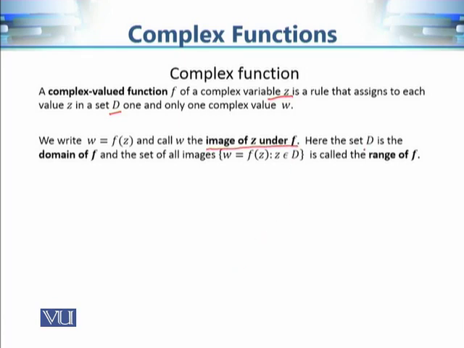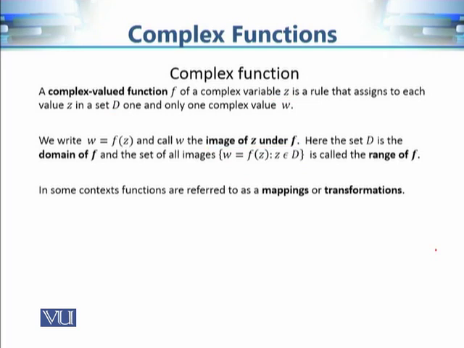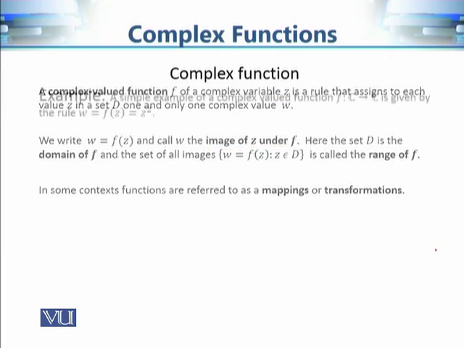Now this set D is the domain, and the set where we put all of our image values is known as the range of the function. A complex valued function is also known as a mapping or transformation.